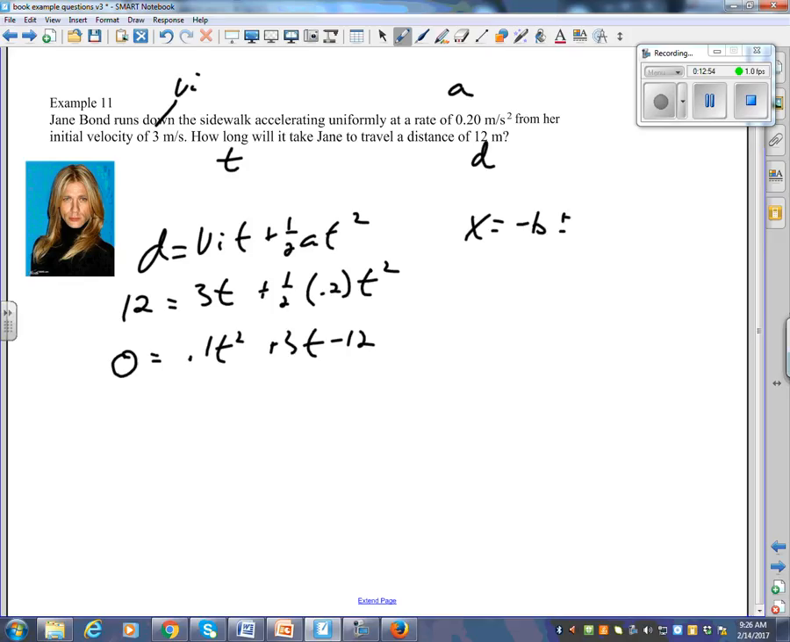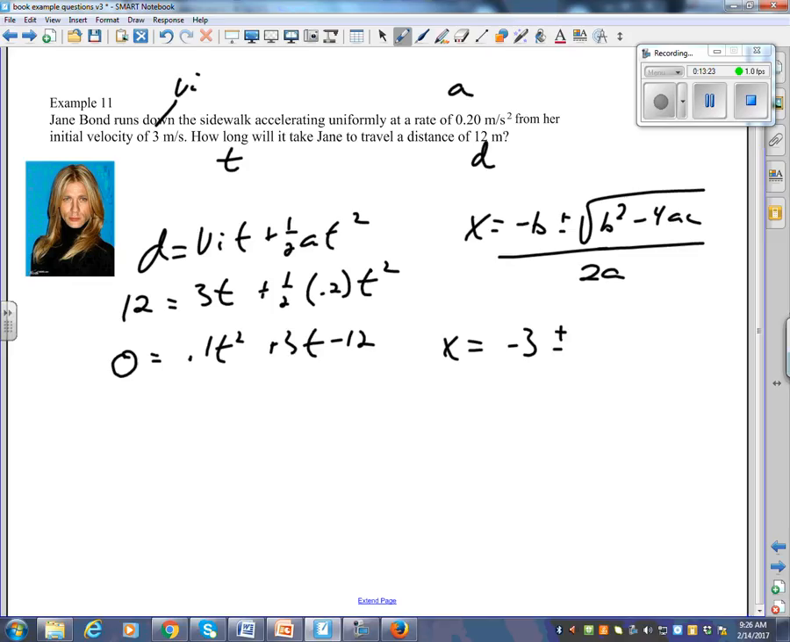And the only reason I do this is to remind you about this. B squared minus 4ac all over 2a. Everyone seen the quadratic formula before? So, what is the b value? The b value is the one that goes with the x, which is in this case, the t, right? So that's going to be plus 3, so it's going to be minus 3, and it's crucial you get the signs right.